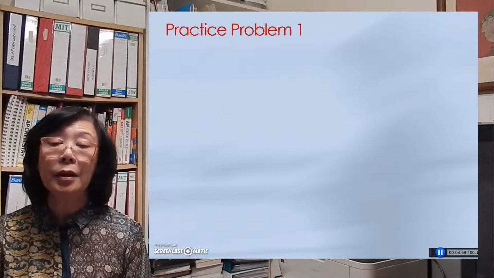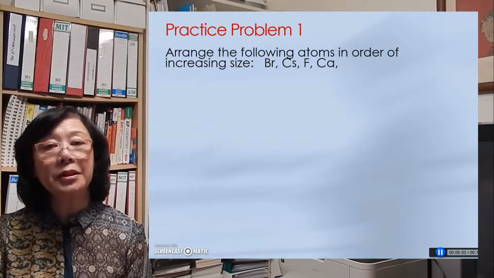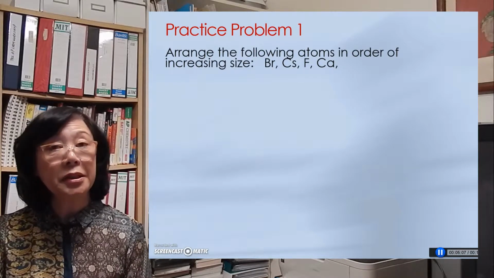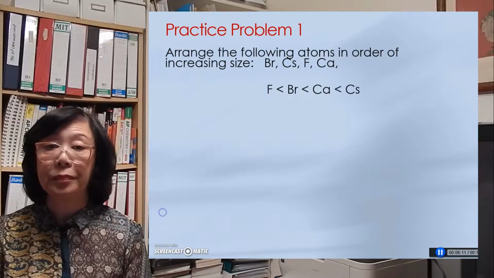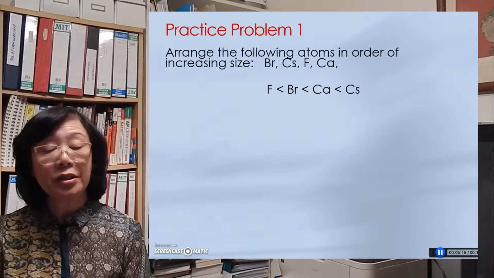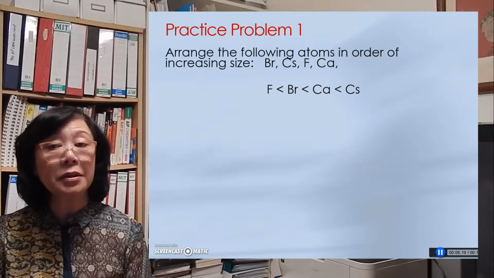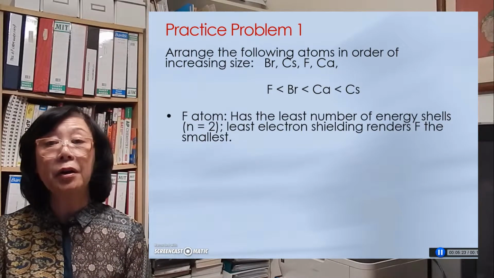Practice problem number 1. Arrange the following atoms in order by increasing size. They are bromine, cesium, fluorine, and calcium. Now, they are arranged in such order where fluorine is smaller than bromine, which is smaller than calcium, which is smaller than cesium. And the reasons are very obvious.